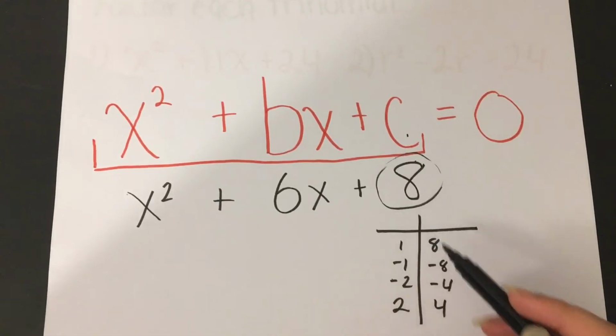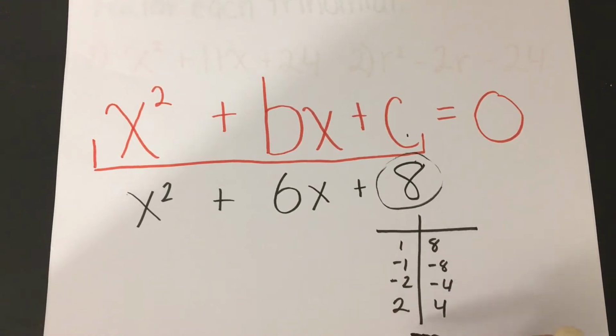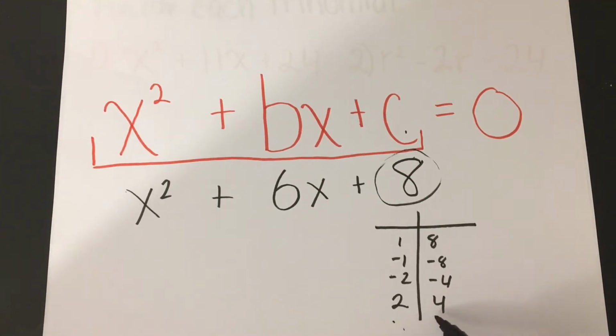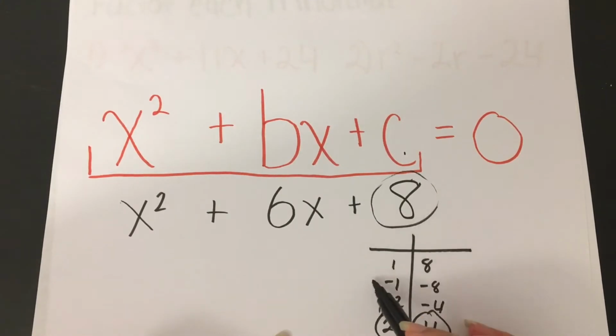So, what here adds up to 6 but multiplies to 8? Well, the product of all these factors is 8, so what adds up to 6? 8 plus 1 is 9. Negative 1 minus 8 is negative 9. Negative 2 minus 4 is negative 6. But 2 plus 4 is 6. And so there we have our two terms. They multiply to 8, and when added, they equal 6.